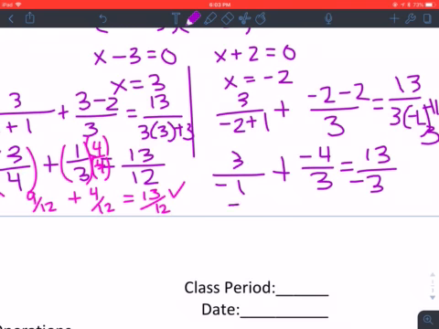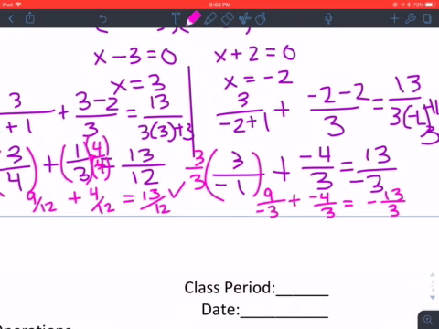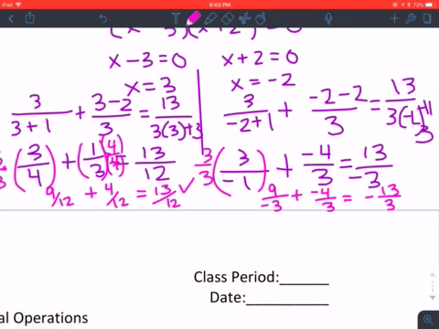So we get negative 3 over 1, we're adding to 4/3, so we need a common denominator. All we have to do is multiply this side times 3 over 3. So we get 9 over negative 3 plus a negative 4/3 equals negative 13 over 3. And negative 9 and negative 4 would make a negative 13 over 3. So this one also works.